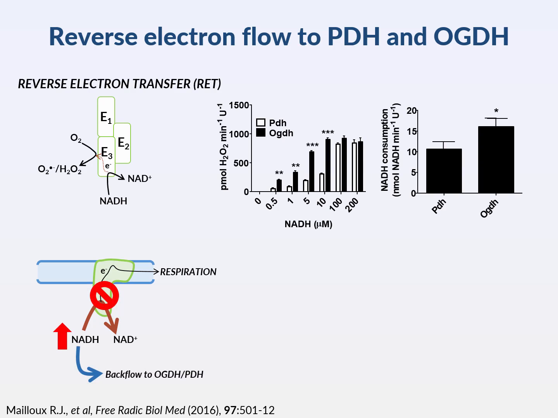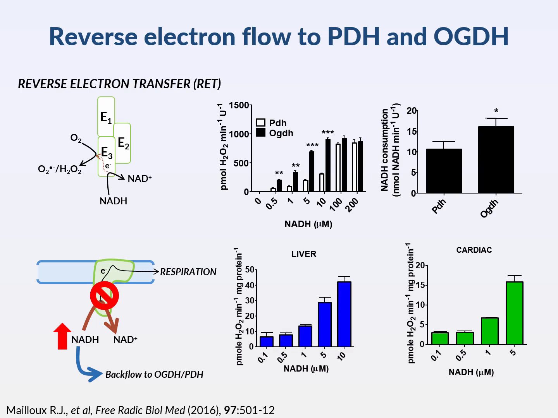However, a blockage or a deficiency in complex 1 can result in the accumulation of NADH, enhancing electron backflow to OGDH and PDH. Our group has recently started looking into determining if NADH can contribute to ROS production by reverse electron flow to OGDH and PDH in mitochondria. For this, we utilized complex 1 deficient mice and isolated the mitochondria from the liver and cardiac tissue. We were able to find that ROS production by these permeabilized mitochondria is NADH dependent, suggesting that ROS production by OGDH and PDH from reverse electron flow from NADH is physiologically relevant.